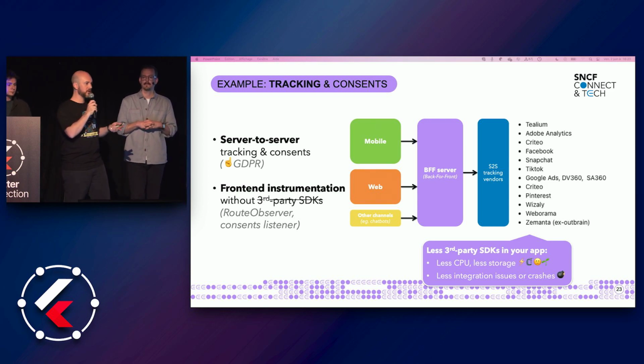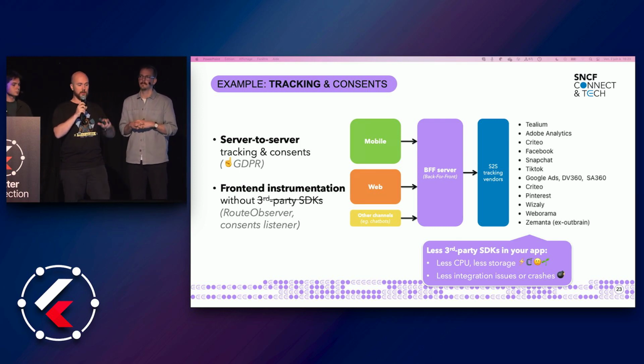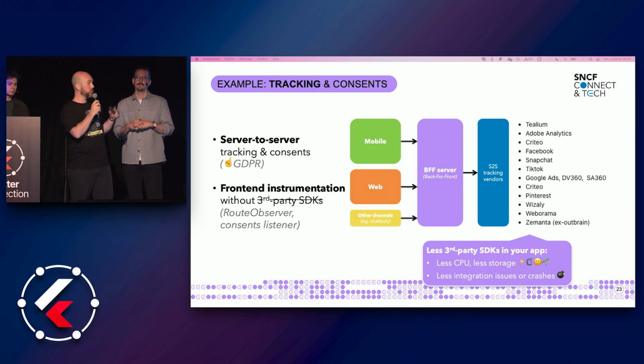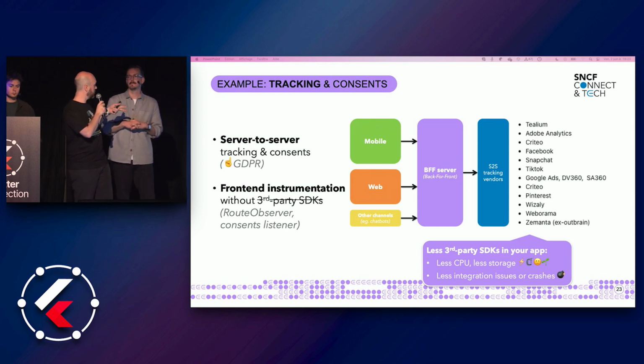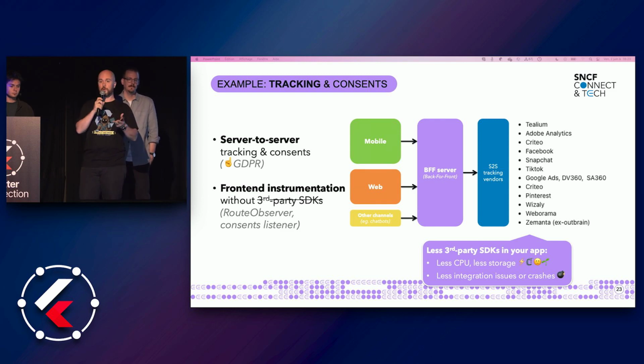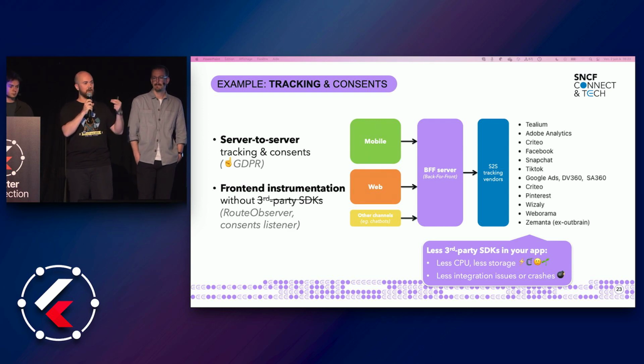It means most of the events, for instance, if you want to track transactions, bookings, and so on, you can do that on the server directly, no impact, nothing to do on the front end. And when you have to collect something on the front end for tracking, you just have to instrument your front end. For instance, if you don't want to integrate too many third-party SDKs, you can, and that's what we do, implement a route observer, know where we are, get the consents, get what you have to collect on the front end, and send it to the BFF.